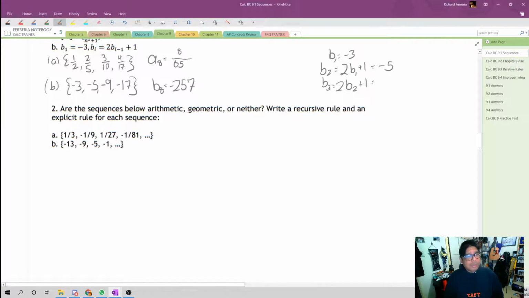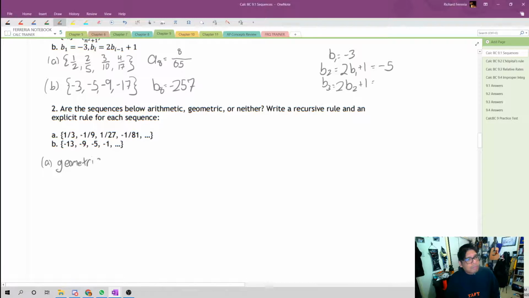Write a recursive rule and an explicit rule for each one. Part A, let's see, 1/3, 1/9, 1/27. Now, in my brain, I've trained myself to see this sequence: the numerator is staying the same, but the denominator is the powers of 3: 3, 9, 27, 81. Once you see it and you know it, you can't really ignore it. So we seem to be multiplying by -1/3 here. So this looks geometric.